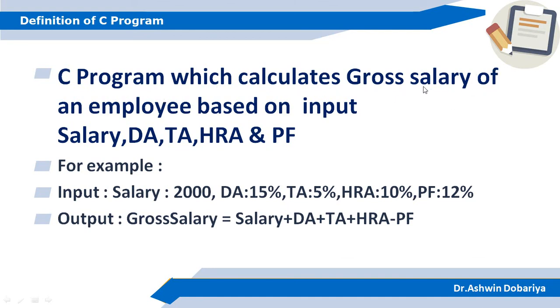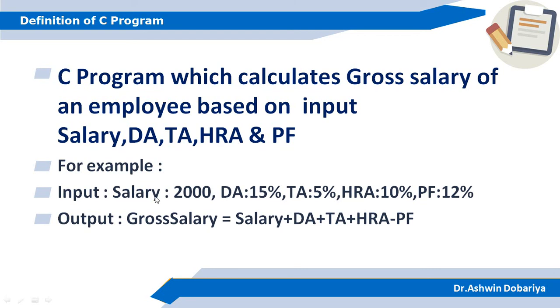To calculate gross salary, which things do we require? Employee salary, then DA in percentage, TA in percentage, HRA and PF. So friends, whenever you are writing any C program, first you have to analyze the definition, or you can say the question, in a proper way. Here we first evaluate how many things we need to input in our program. The definition clearly mentions input salary, DA, TA, HRA and PF. So we have to input a total of 5 things in our program.